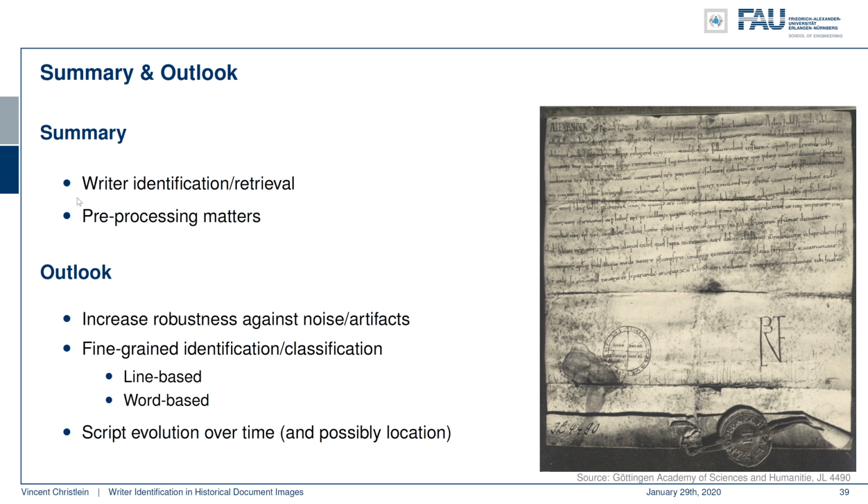In the future, I would like, of course, to become more robust against noise artifacts, and maybe also do more fine-grained identification, so make it line-based. Word-based is tough. I don't promise that, but line-based could work to some degree, because in the contemporary data, these paragraphs are actually quite small. So 2 lines or 3 lines are enough. So it could also work to some degree with 1 line.